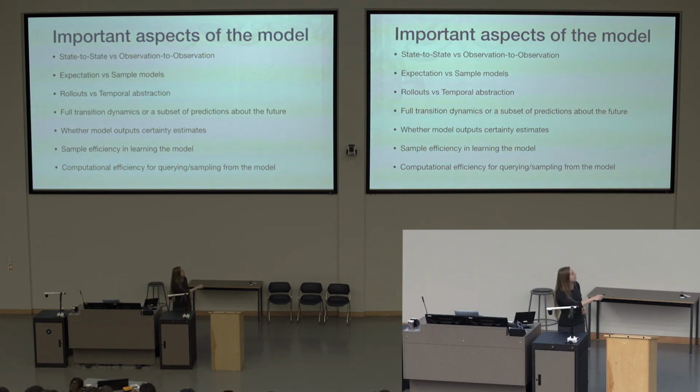In general, there are other things you might think about for your model. I've talked about these three, but there are lots of other things you might ask. Maybe you don't want to learn full transition dynamics. Maybe you just want some subset of predictions about the future. What does that model look like? How could you use such a model? You might want to think about whether your model outputs certainty estimates, so that you could use that information to choose which transitions to use. And I think these two things are really important.